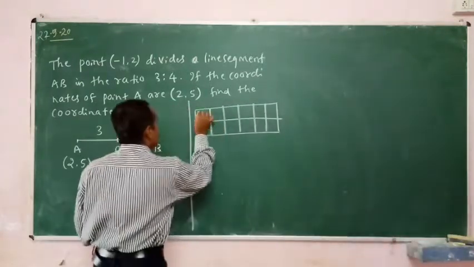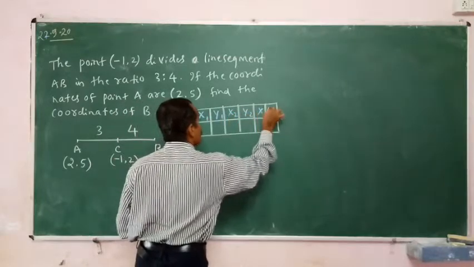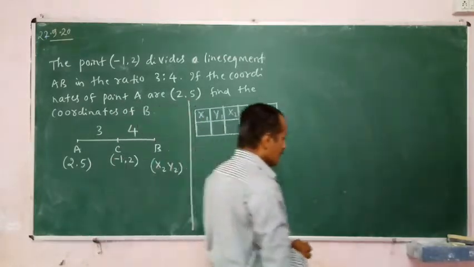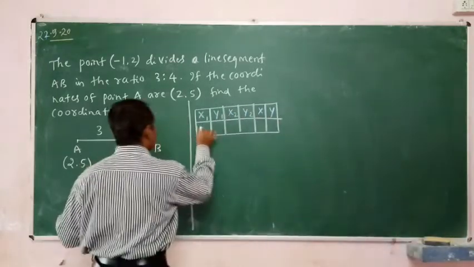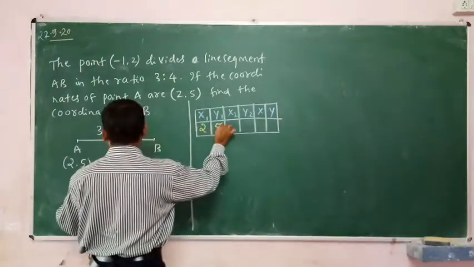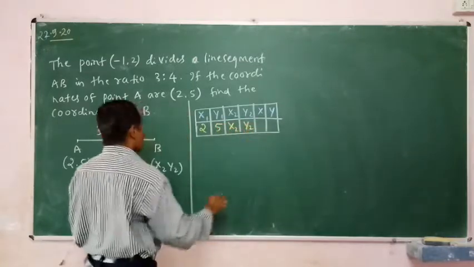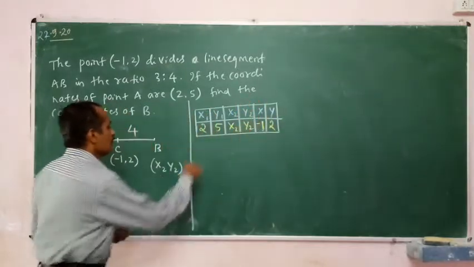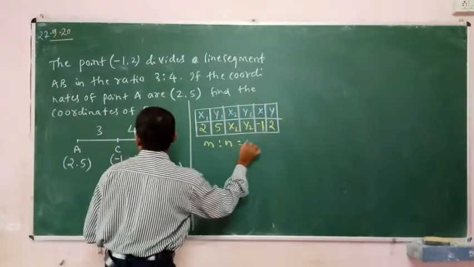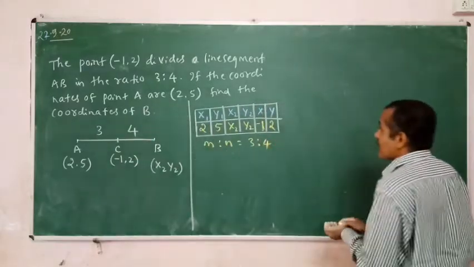Let me write x1, y1, x2, y2, x1. Yes, it is 2, 5. x2, y2 remains as it is, x2, y2 only, whereas x1, y1 is -1 and 2. m is 2, n is equal to 3:4. Okay, come on, section formula.